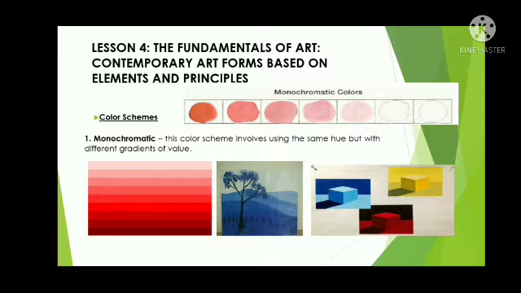Next, we have color schemes. So in color schemes, we have the monochromatic. So these refer to a color scheme that involves using the same hue but with different gradients of value. So as you can see in our image, we have a monochromatic representation of art, no? We can easily visualize that it uses one color only with different gradients.